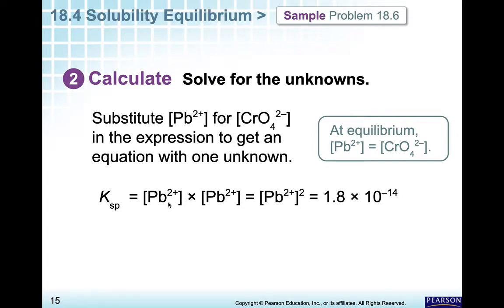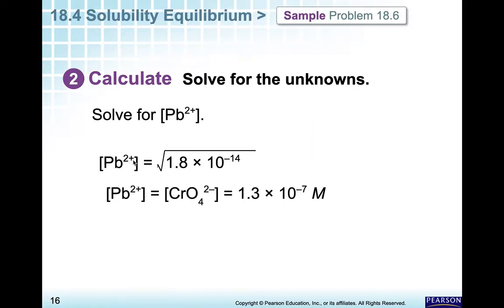Lead concentration times lead concentration would be the lead concentration squared. We can solve for this by taking the square root of both sides. This would be the same thing as just letting both be equal to x. We'd have x times x. X squared equals this number. Solve for x. So we take the square root of both sides. And again, we know that this answer here is the concentration of both ions. We know they're equal.